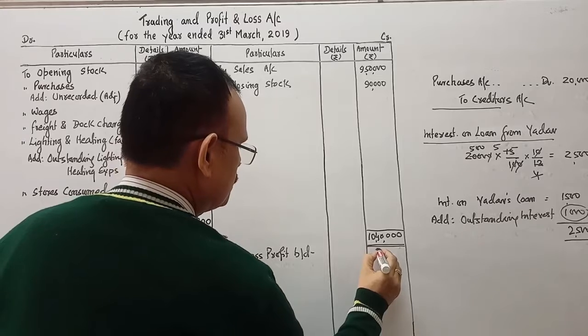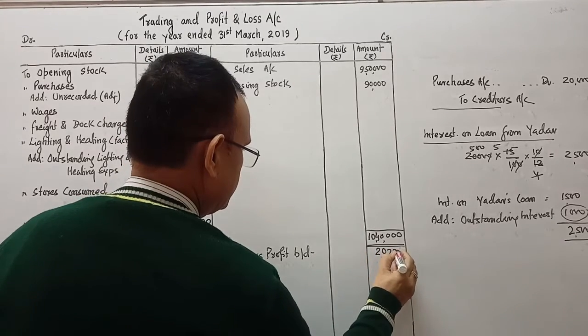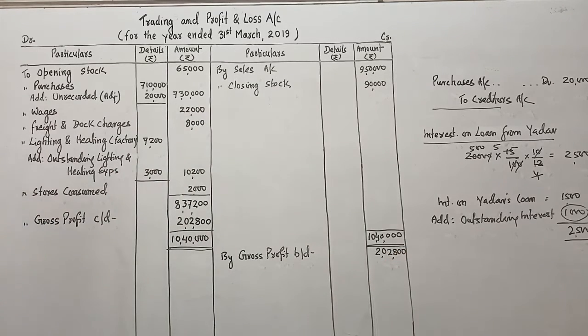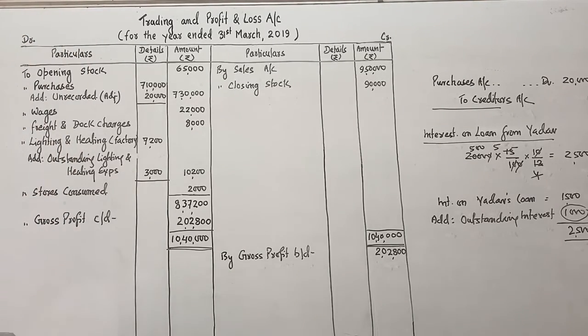Credit side 2,02,800. Now come to the next. We have completed the trading account. Now come to the profit and loss account. So start from the top, debit side.